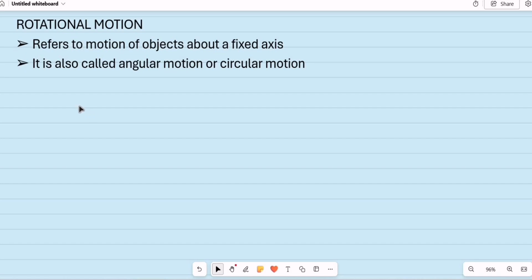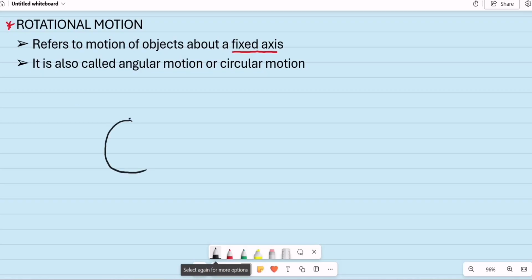Okay, good day. So we proceed to our new topic. This is for rotational motion. Rotational motion refers to motion of objects about a fixed axis. It is also called angular motion or circular motion. So for example, we have a body that is following a circular motion.